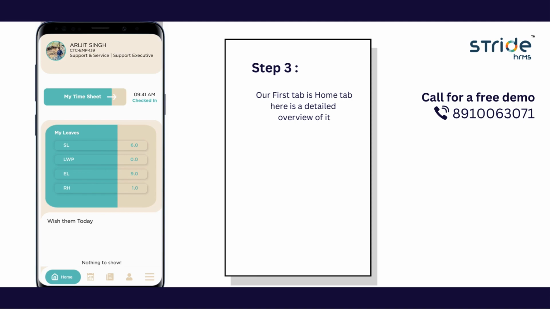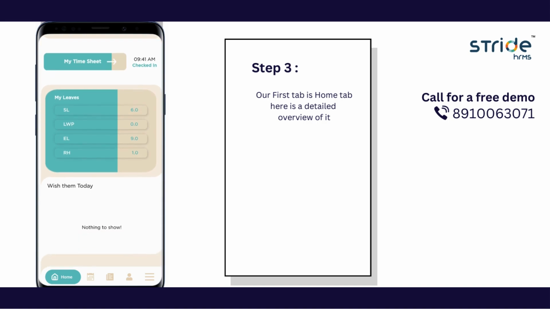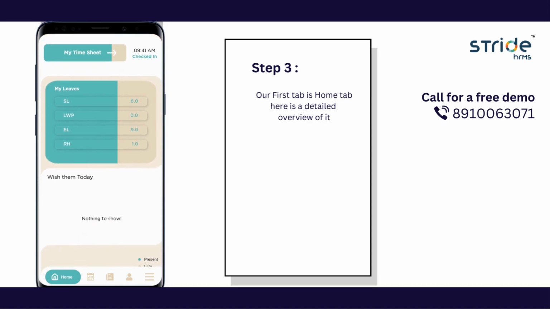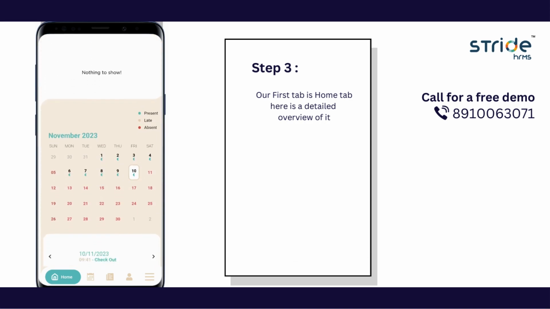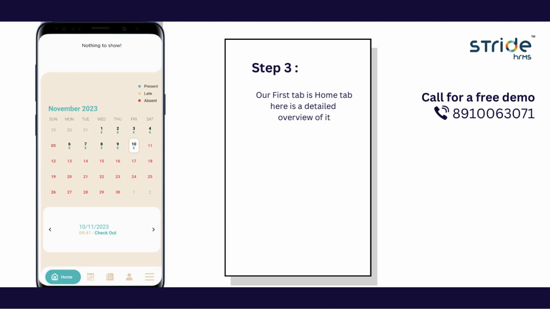On the top, you can see your details with your employee code, department, and designation. Just below, the timesheet displays today's check-in and check-out times, followed by a comprehensive view of your leaves for the year, including available balances. Just below, you can see if any of the employees of your organization have their birthday today. And under that, you will see a calendar with the summary of your present, absent, and late details.